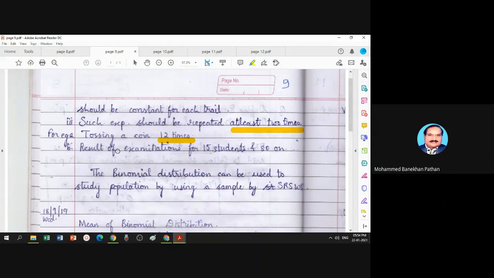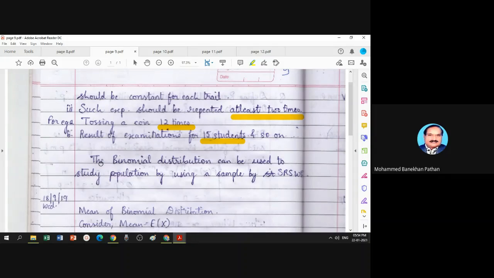Example B, result of examinations for 15 students and so on. Yesterday I said result of examination for 1 student. Now here I am saying 15 students. So if you repeat your experiment 2 times or more than 2 times, then such an experiment is studied by binomial distribution.